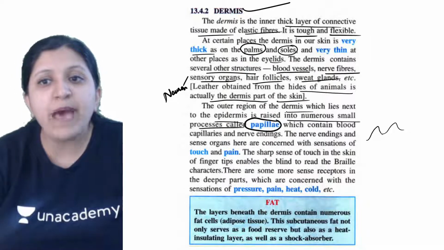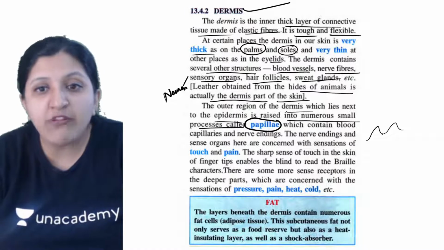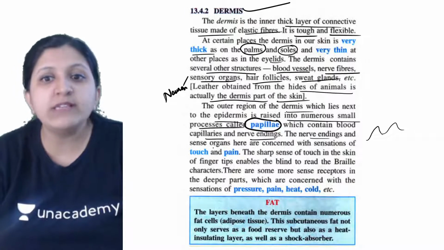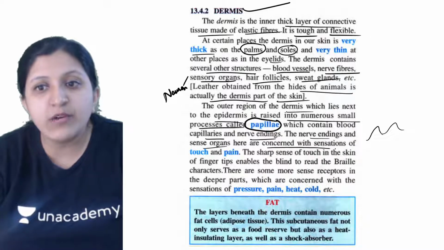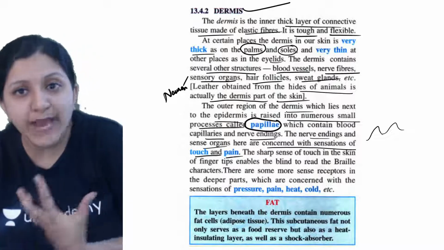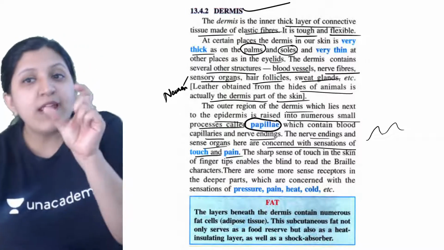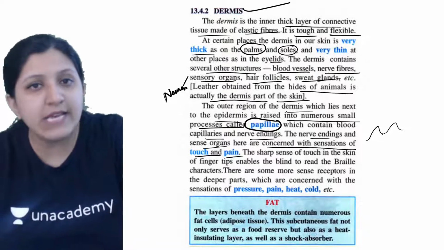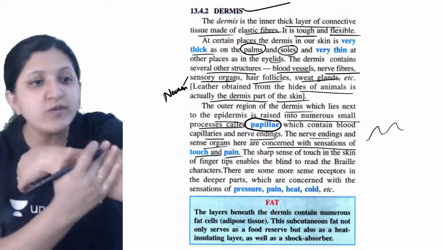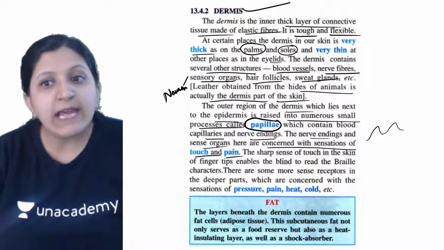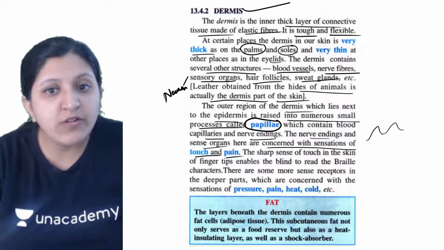Those are papillae, which have blood capillaries and nerve endings. The nerve endings and the sense organs are concerned with the sensation of touch and pain. So this is with respect to the skin itself. There are nerve endings of these particular sense organs. So what is the sense organ? The skin. Skin is the sense organ, and in the skin we can find these nerve endings.